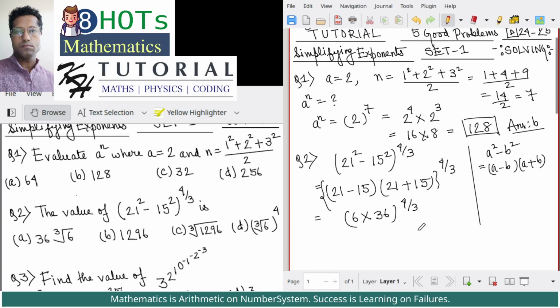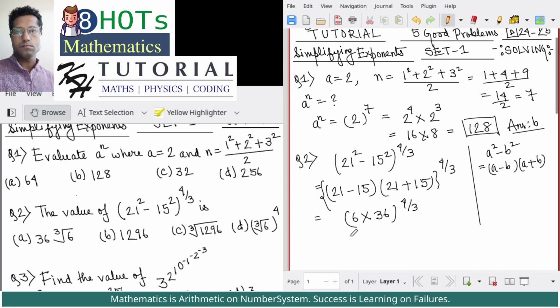Now it is very important to see the formats of the choices. If you notice, all the choices are in exponential form with base either 1296 or 6. Choices B and C are in exponential form having base 1296, and choices A and D are in exponential form with base 6.